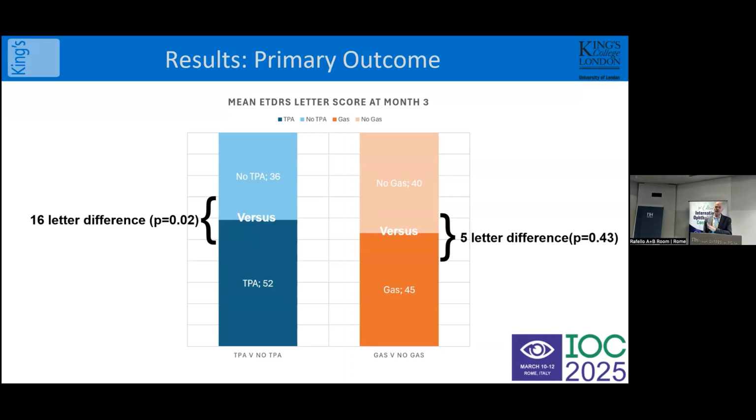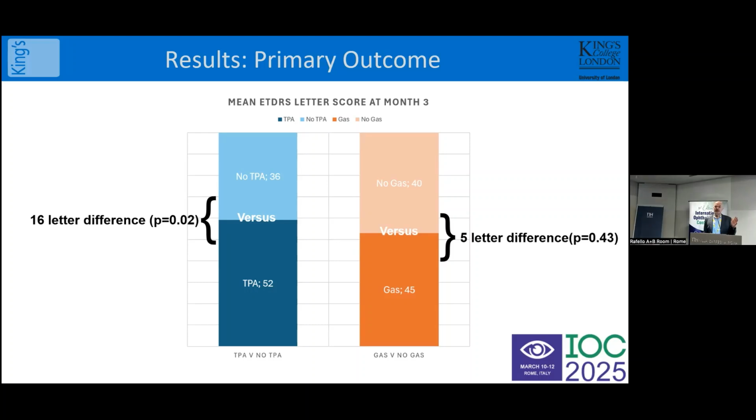The difference for the gas group was only 5 letters. And that might still be statistically significant in a much larger trial, but it's a much smaller magnitude of difference. So it's curious that actually the gas didn't seem to be having anything like as much effect as the TPA. And I think that's believable.